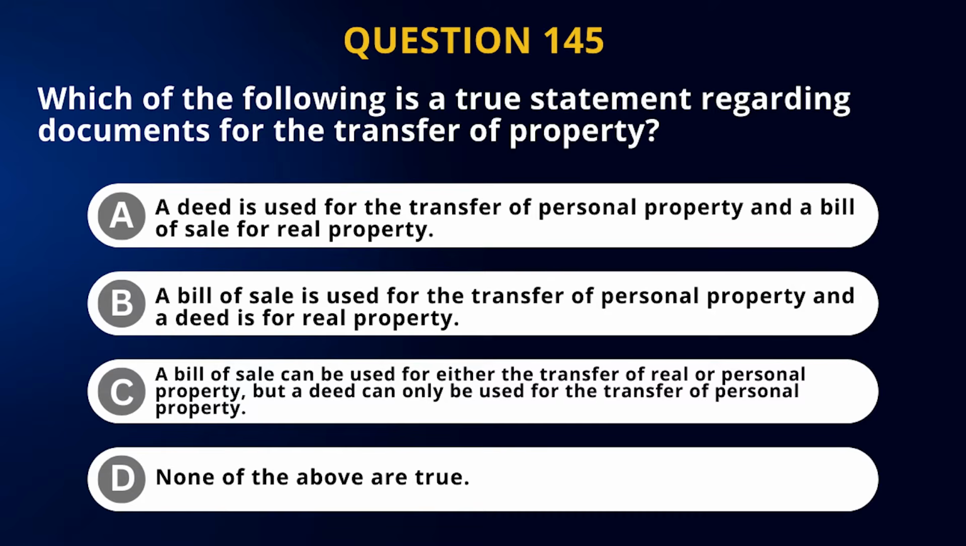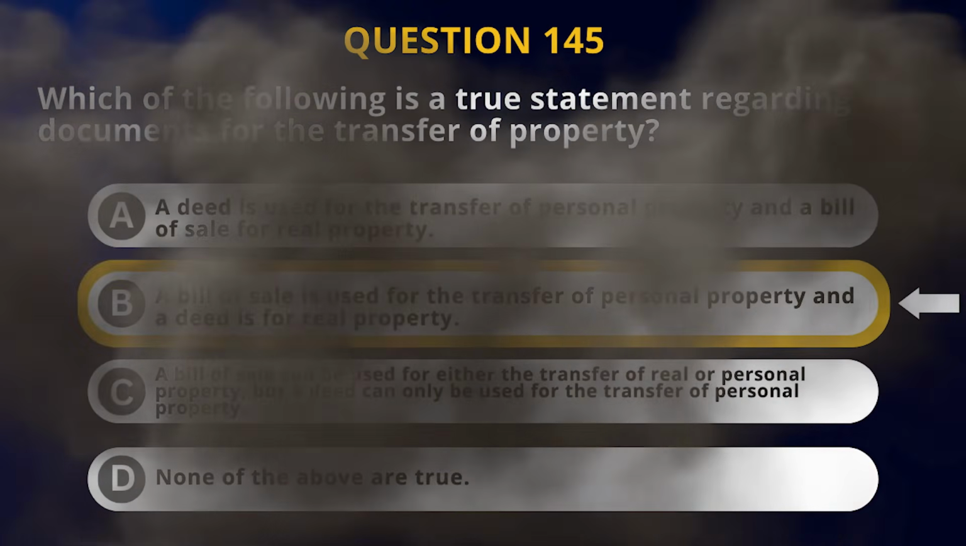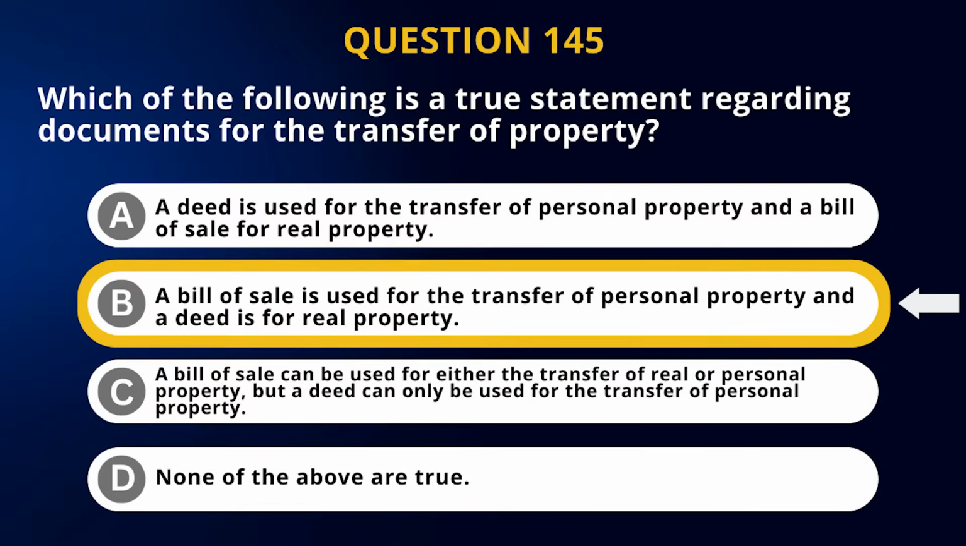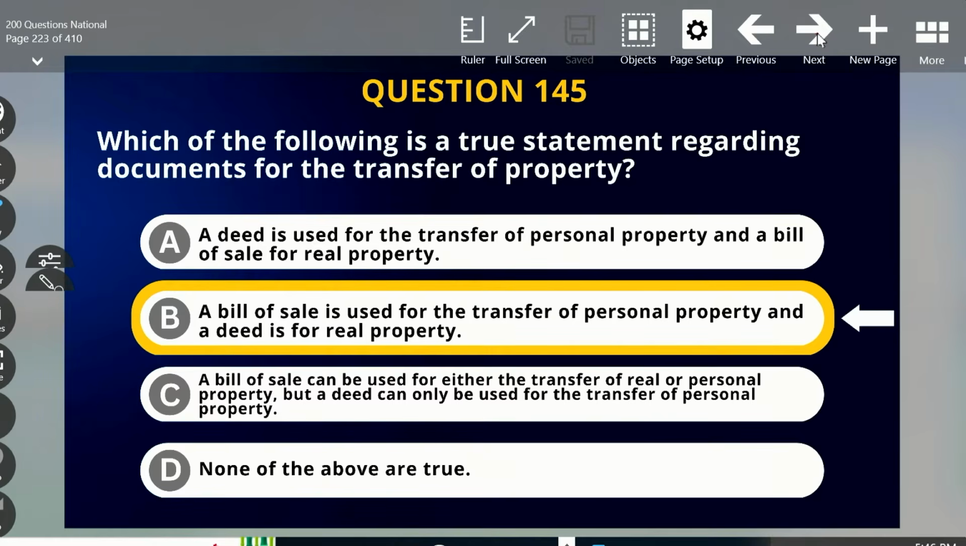And the answer is letter B. A bill of sale is used for the transfer of personal property and a deed is for real property. So all a bill of sale is, is a receipt for personal property, or personalty, or chattel. A deed is a document that signifies the transfer of real property. In real property law, in those chapters in books, you're going to typically find this stuff. You need to know what a bill of sale is, and it's for personal property, and a deed.